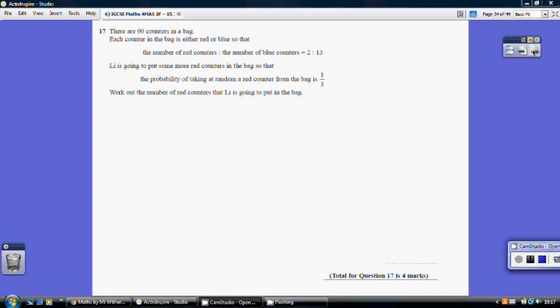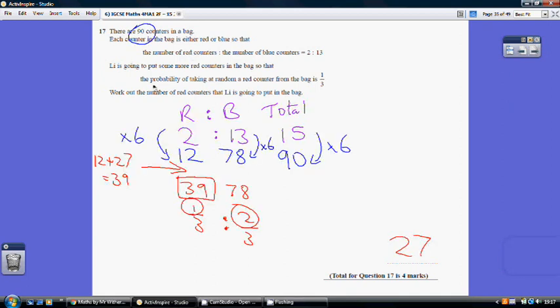Question 17. Now this is tricky, I thought. So we're told the ratio of red counters to blue counters is 2 to 13. So 2 to 13, how many counters is that in total in the ratio? We've got 15 shares in the ratio. That's the bit in purple.